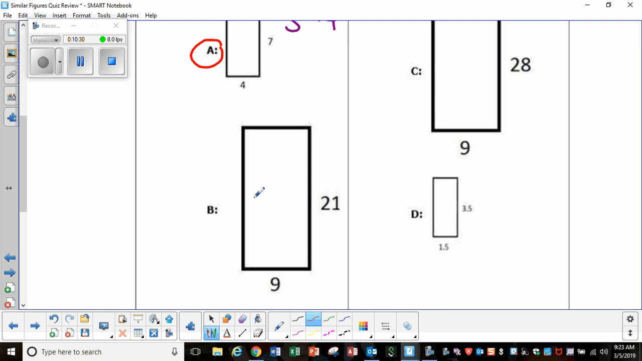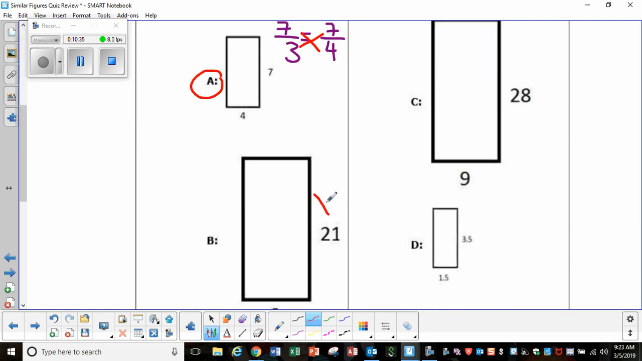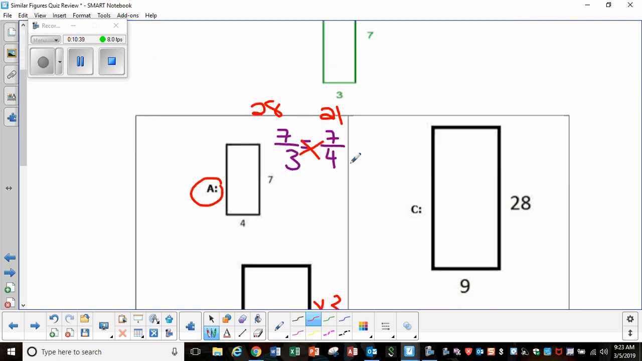All right, let's look at option B. If I look at 7 here, the height, it's now 21. So 7 times 3 gives me 21. And if I look at the base here, it's 3.